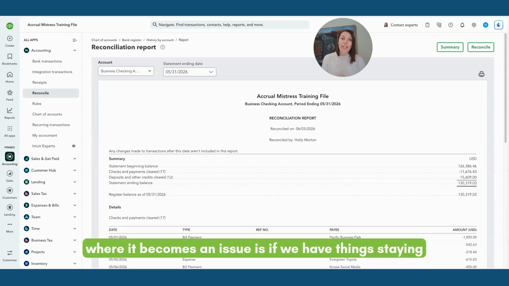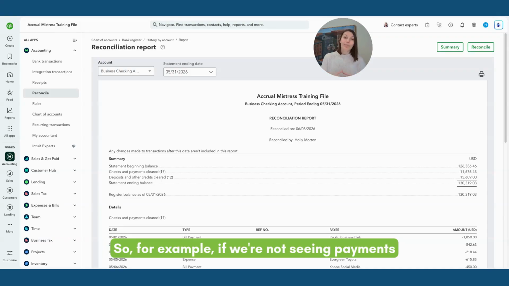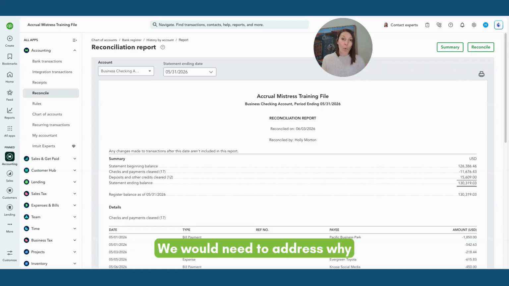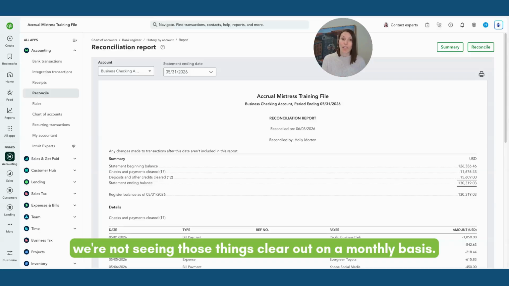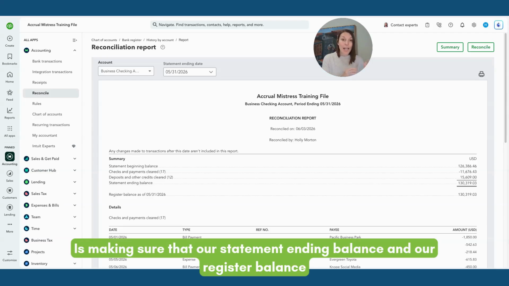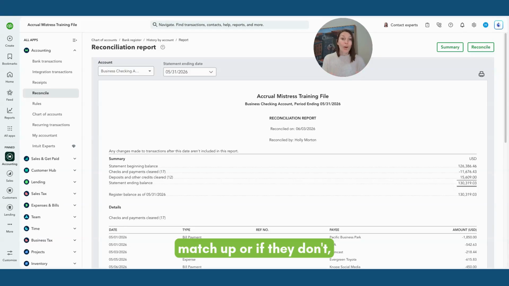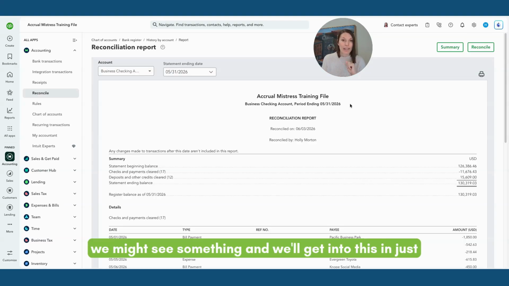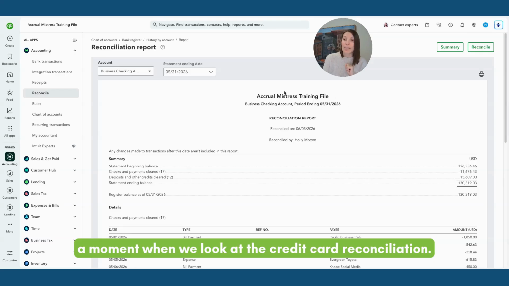Where it becomes an issue is if we have things staying on for long periods of time or if they're not easily explained. So, for example, if we're not seeing payments or deposits clear that were sent by ACH, that's a problem. We would need to address why we're not seeing those things clear out on a monthly basis. So that's the first step, is making sure that our statement ending balance and our register balance match up, or if they don't, it is for an easily explained reason. Now, on another account, on a credit card, we might see something, and we'll get into this in just a moment when we look at the credit card reconciliation.